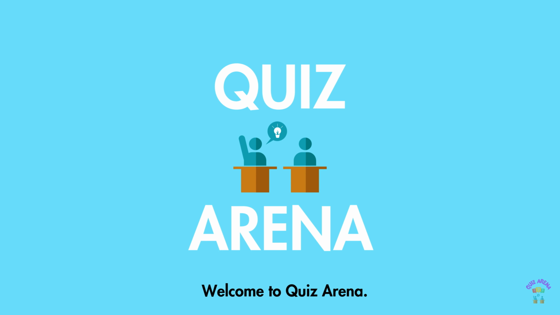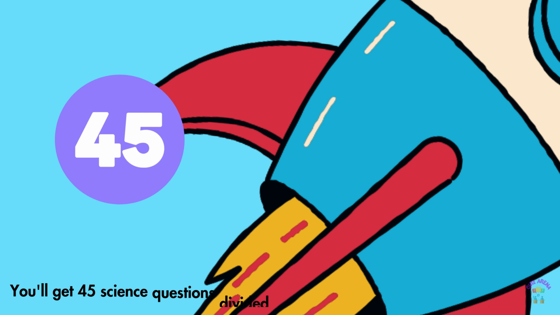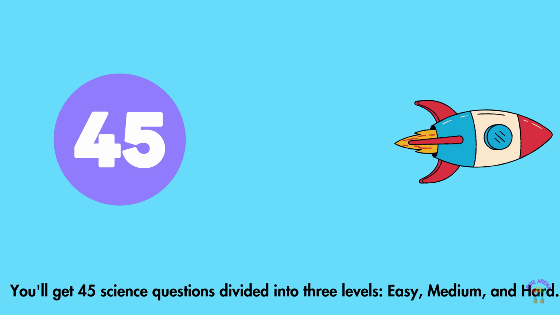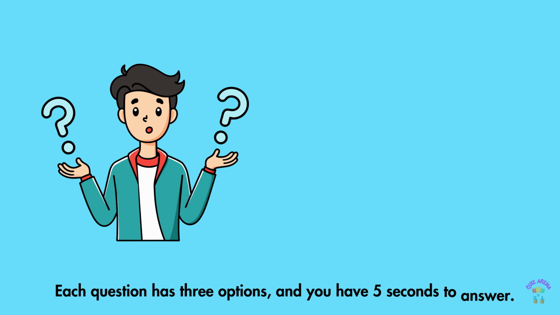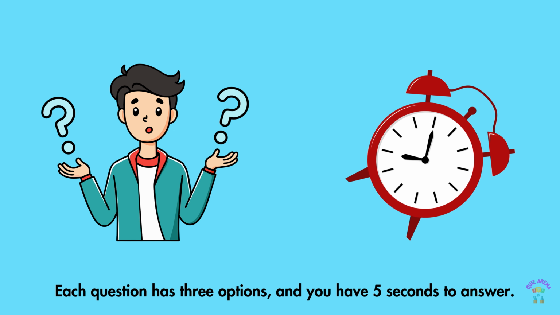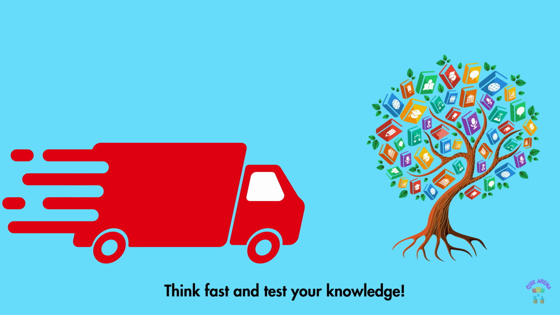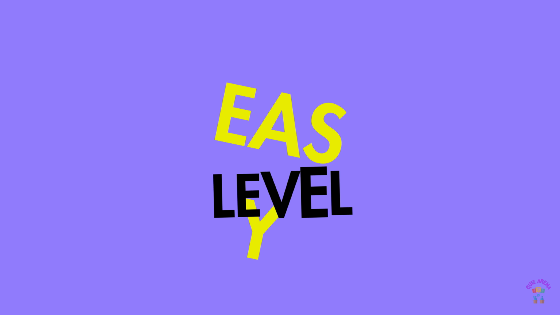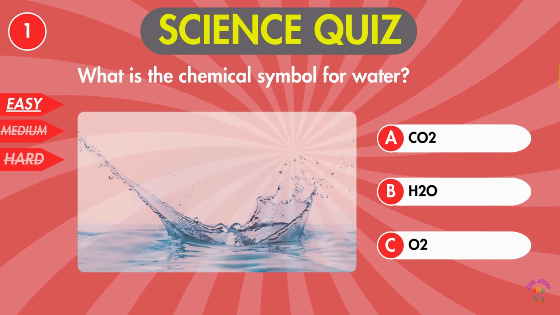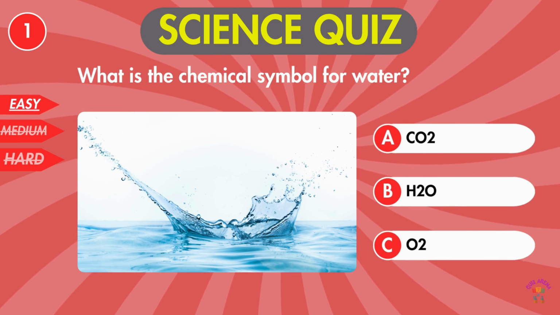Welcome to Quiz Arena! You'll get 45 science questions divided into 3 levels: easy, medium, and hard. Each question has 3 options, and you have 5 seconds to answer. Think fast and test your knowledge. Let's begin! Easy level. What is the chemical symbol for water?